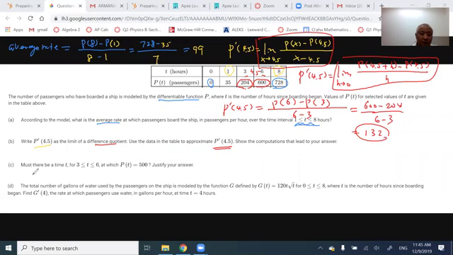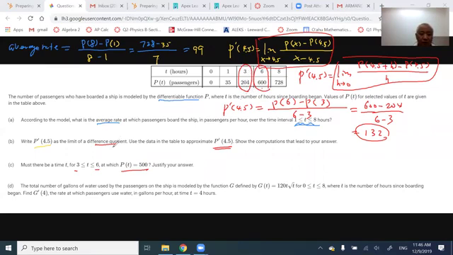Let's go to C now. Must there be a time T from between 3 to 6, T? You have a P(T) equals that. Be careful here. Let me erase this part first. We know T equals 6, the passenger is 600. And 3 hours later, it is 204 passengers.